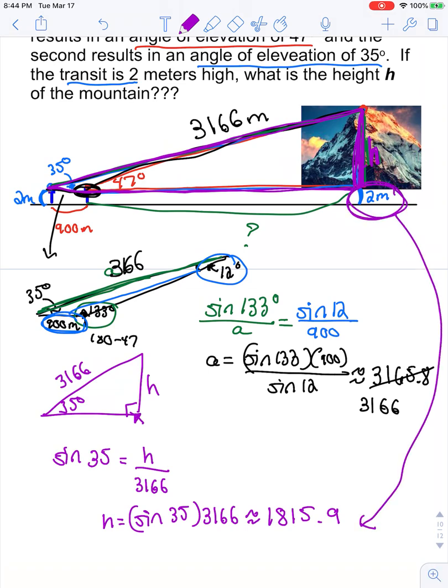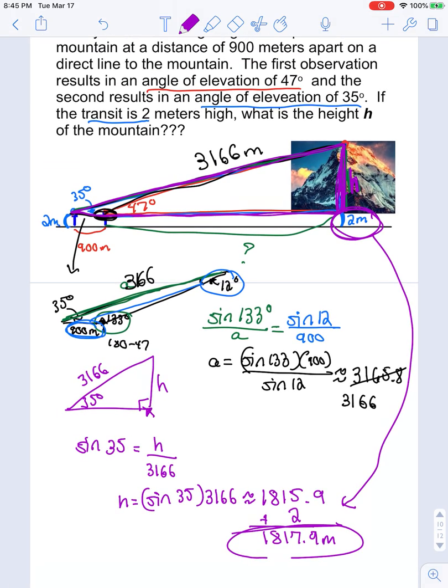Now, don't forget one last thing. We got to add 2 to that, since technically the transit was 2 meters off the ground. So the actual height of the mountain is 1,817.9 meters high.